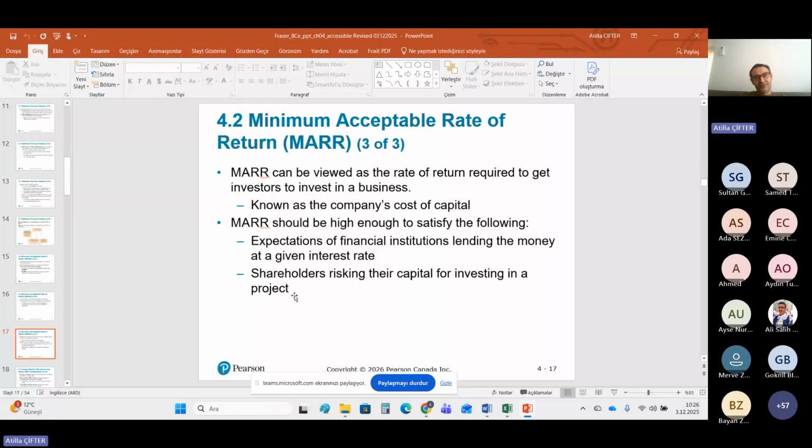Secondly, shareholders should think that yes, we can take this risk because the return is still higher. But since a project means risk, this minimum acceptable rate of return must be accepted by shareholders because they take risk by investing.